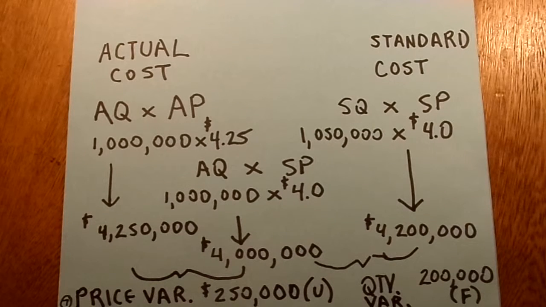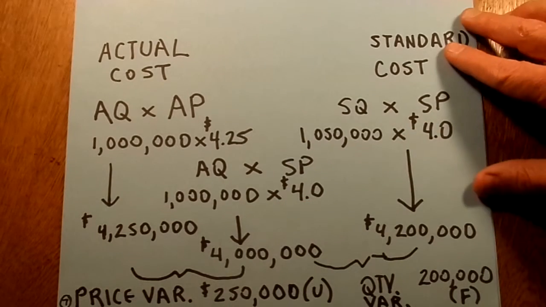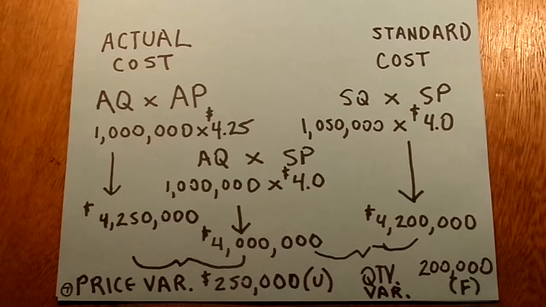We're going to compare that to come up with a price variance to actual quantity, the same 1,000,000, but at standard price at $4 a pound. And notice if you follow this arrow, it turns out to be 4,000,000. So if we're comparing 4,250,000 of actual cost to 4,000,000 actual quantity but budgeted or standard price, we see that our price variance is $250,000 unfavorable. At this point, actual costs are higher than standard.